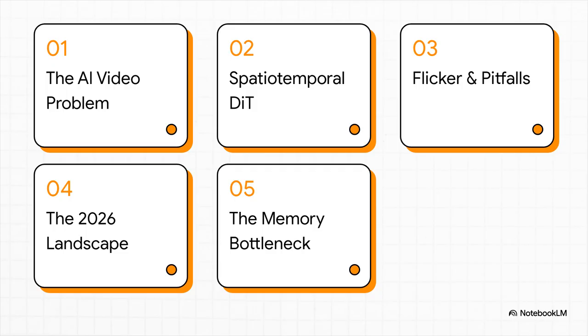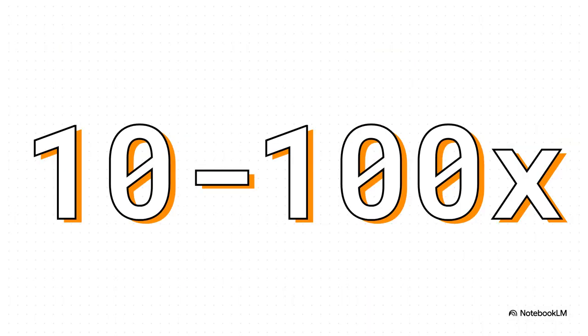Here's a quick roadmap of what we're covering today. First, the AI video problem. Second, the solution, specifically the spatiotemporal DiT. Third, fixing the flicker and pitfalls. Fourth, the 2026 landscape. And fifth, the memory bottleneck. Okay, let's jump right in.